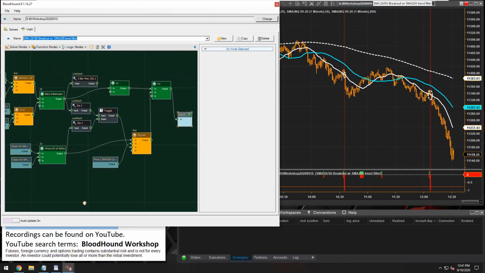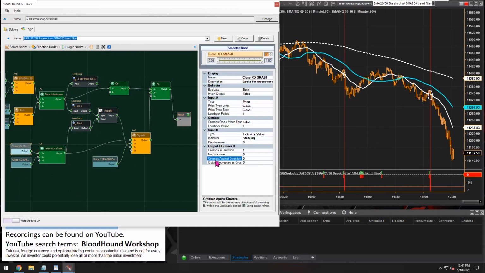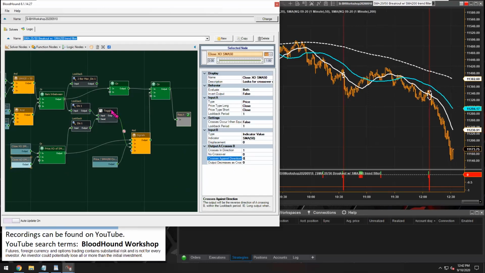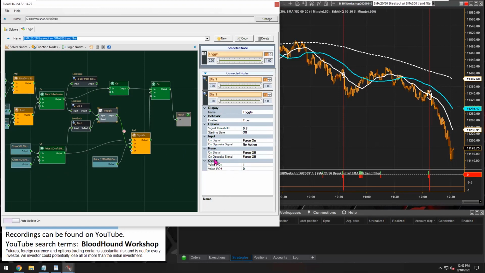Okay, so again, just to recap here, the adjustments that were made: on the crossover solvers, I turned off the crosses against direction output. So remember, I set those back to 0. And then on the toggle node, I took the on opposite signal and set that to force off for the reset there. So, all right. That was one of Wayne's follow-up questions. Get rid of that. And here's the next one.